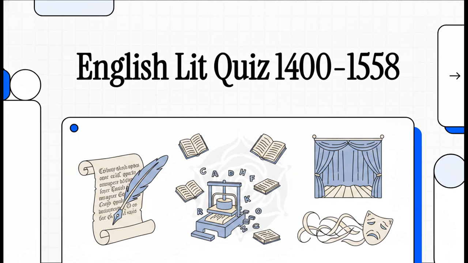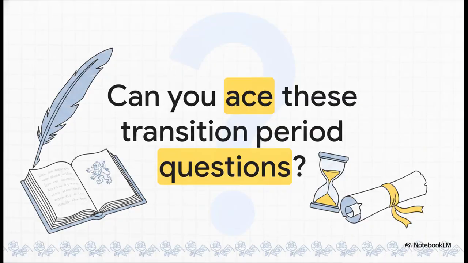So, get your mental gears turning, because today we are seriously testing your expertise. Here's exactly how this interactive explainer is going to work. I've got 15 carefully curated questions, picking up from questions 16 to 30 of our literature series, directly testing your knowledge of this specific transition period.